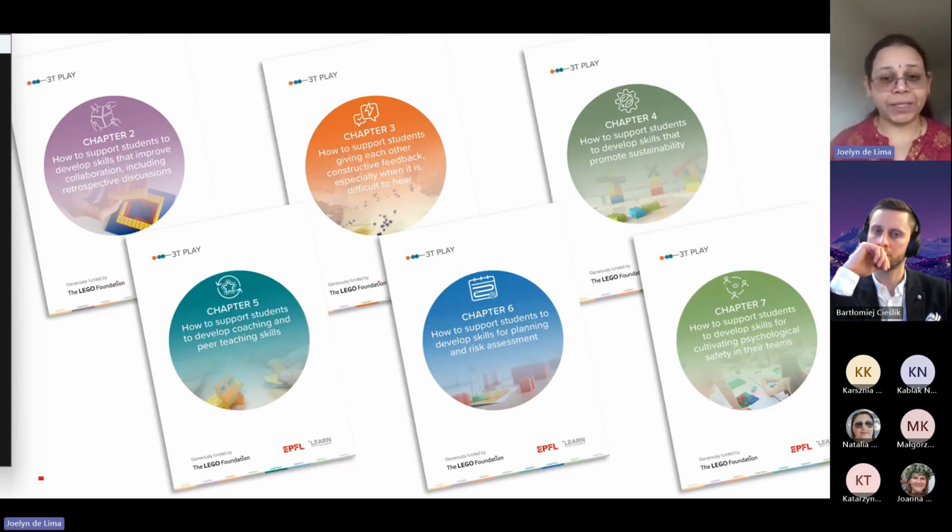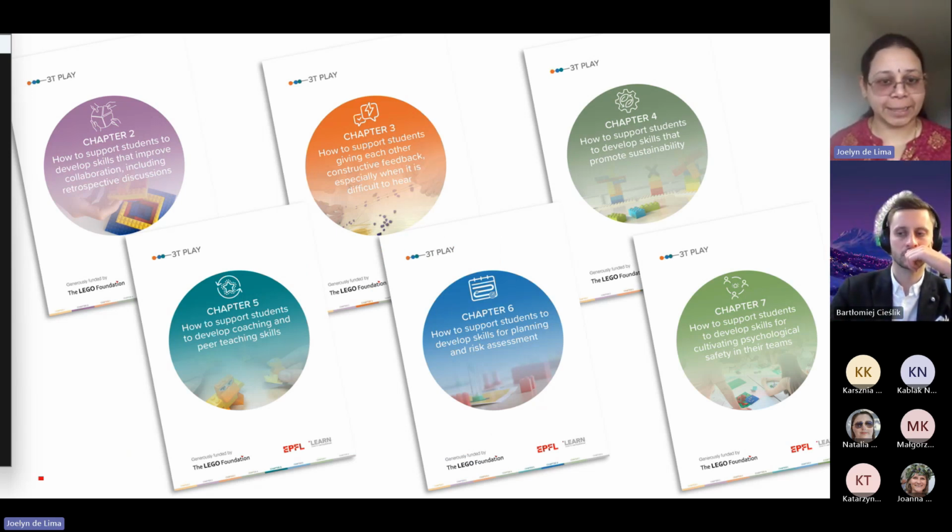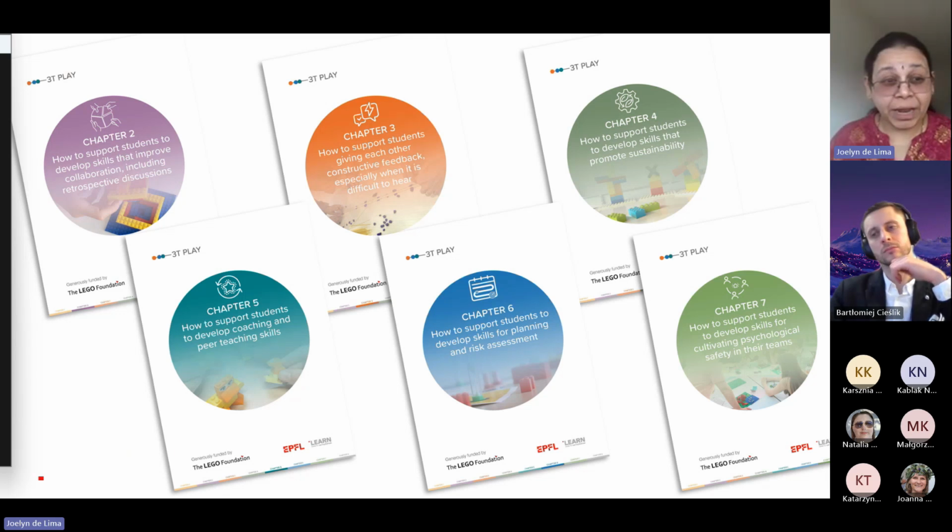The next 6 chapters address specific transversal skills themselves. The first one is about developing skills that improve collaboration. This also looks at the free rider effect. Chapter 3 looks at how to support students to give constructive feedback, and especially looks at the emotional aspect of giving feedback, because often students know what to tell each other, but they don't do it because they're afraid of hurting each other, or they're afraid of these uncomfortable feelings that may develop, and they just don't want to deal with it. So chapter 3 explicitly focuses on this emotional aspect.